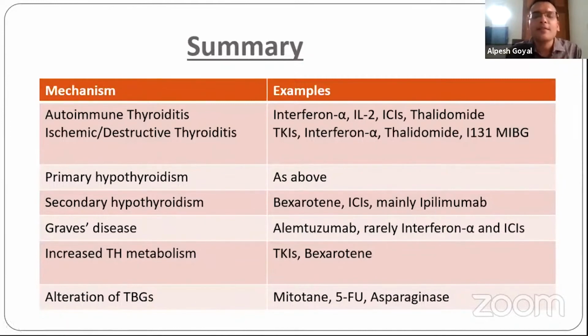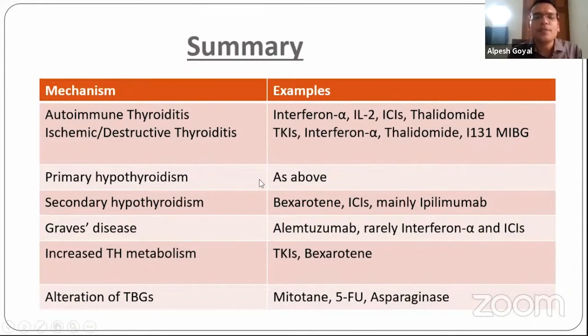So if we summarize various anti-cancer agents and thyroid dysfunction, you could summarize the mechanisms as follows. You could have autoimmune thyroiditis with cancer immunotherapy agents such as interferon alpha, interleukin-2, immune checkpoint inhibitors, thalidomide and lenalidomide. Ischemic or destructive thyroiditis through tyrosine kinase inhibitors, interferon, which can cause direct thyroid dysfunction, thalidomide, which has anti-angiogenic effects, and MIBG iodine 131, which can cause radiation thyroiditis.